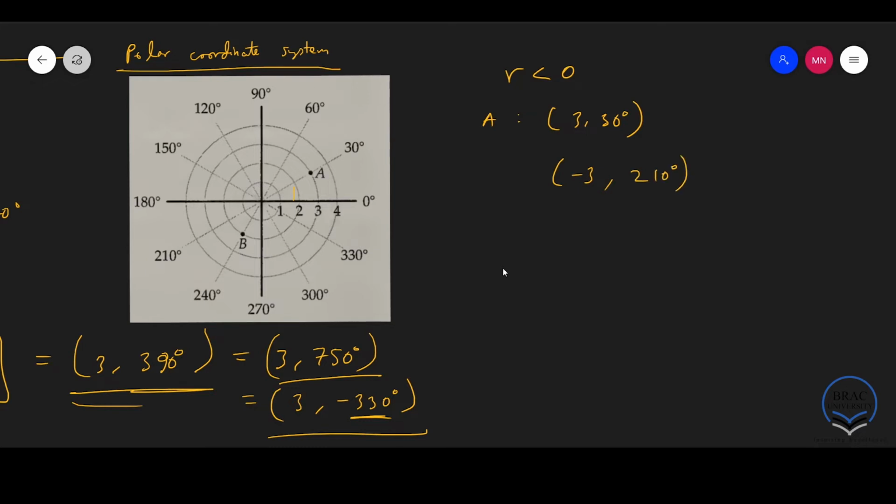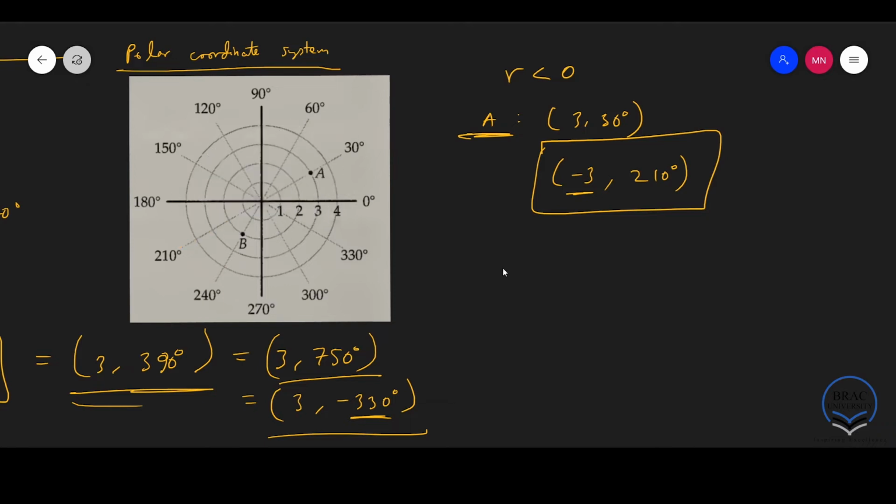So if I rotate from my positive x-axis by 210 degrees, I will be considering this line here in my third quadrant, right? I will arrive at this line. And since I have a negative radius, all I will have to do is go in the opposite direction by 3 units away from 210 degrees. And I will just arrive at this point, right? So this coordinate also describes the same point. So we can also have a negative radius.